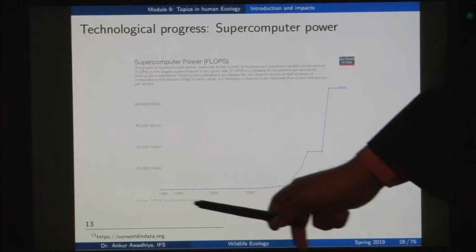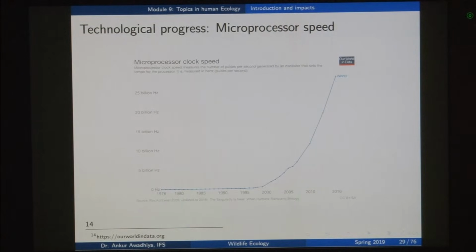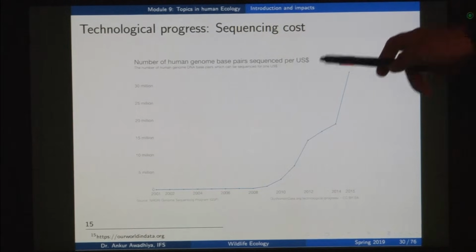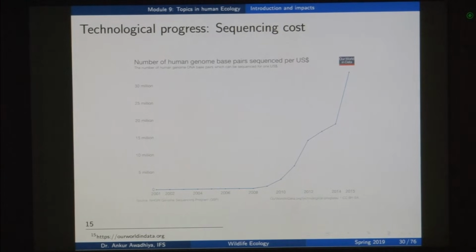And here again, from 1993 to now, you can see that it has been increasing exponentially. Or things like microprocessor speed, it has been increasing exponentially. Now, this technological advancement is not limited to the computing sector. If we look at sectors like biology, what is the cost of sequencing a particular portion of the genome? In this case we are asking the reverse question: for $1, how many base pairs in the genome can you sequence? If you can sequence more base pairs per dollar, it means that your technology has been increasing, you are becoming more and more efficient.